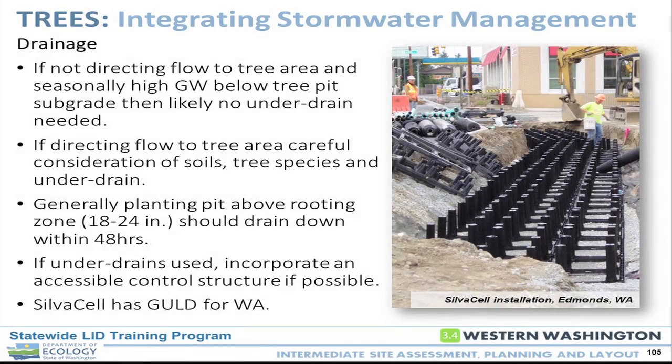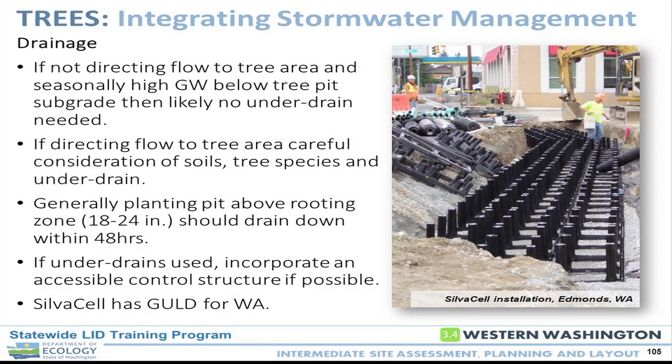This is all predicated on good upfront assessment. If you are directing flow to that tree area, then you have to have very careful assessment of the soils, the tree species, and likely an underdrain system. When you're directing water to that tree from adjacent impervious surfaces, now you're getting into a more engineered system. Generally, the planting pit above the rooting zone, that's 18, 24 inches, should drain down within 48 hours. You can kill a tree quickly with too much water.